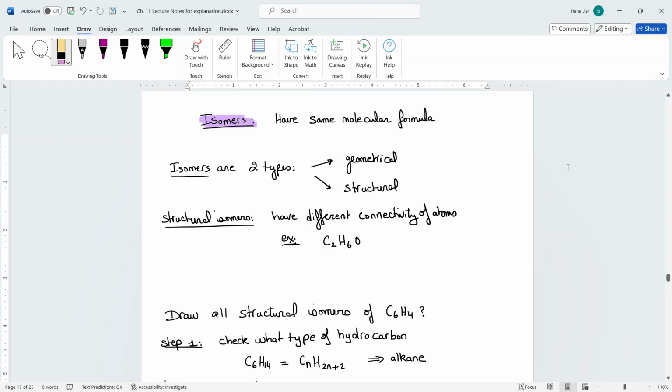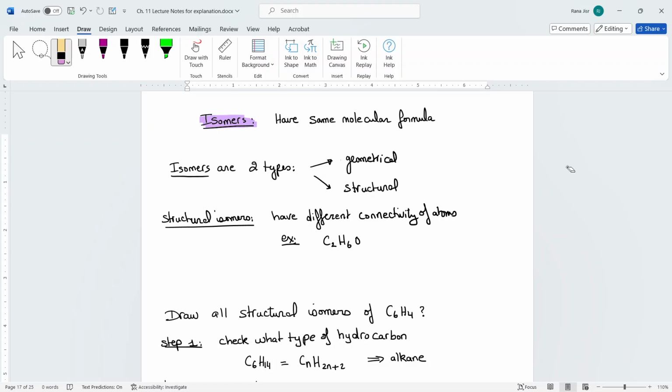Isomers are compounds that have the same molecular formula. There are different types of isomers, but for us, we're going to limit ourselves to two types: the structural and the geometrical. We're going to define each and we're going to give examples.